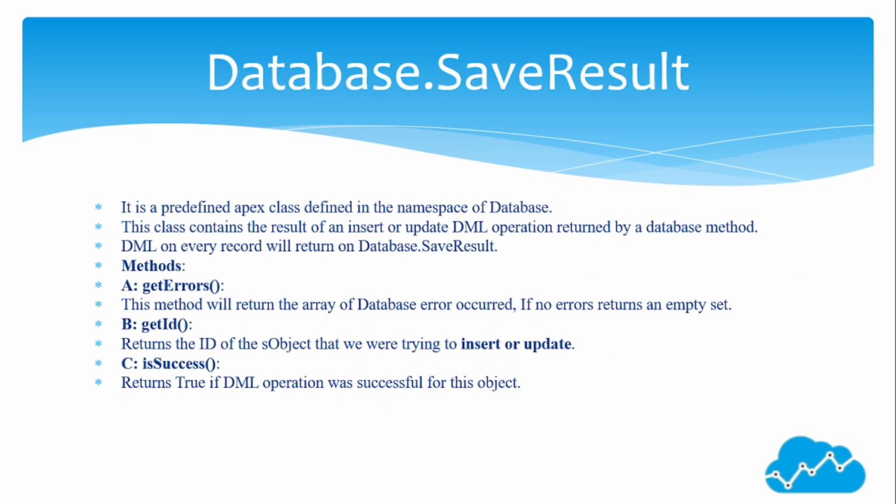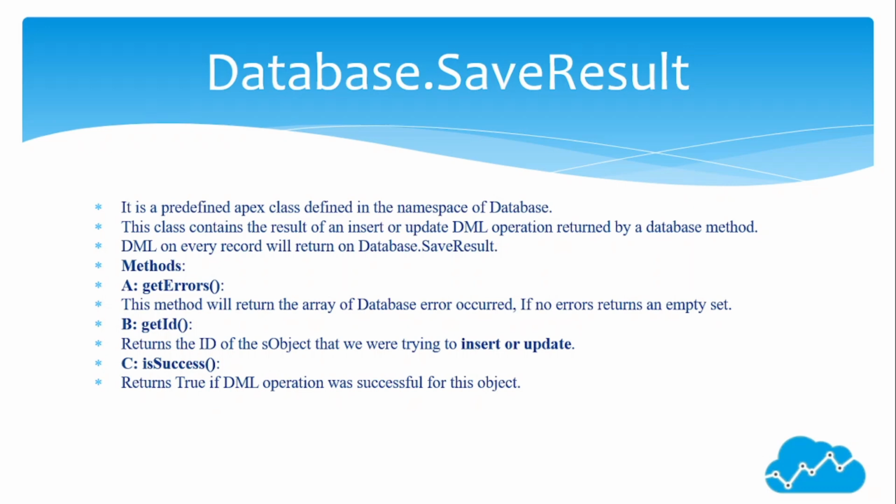Database.SaveResult. It is a predefined Apex class defined in the namespace of Database. This class contains the result of an insert or update DML operation returned by a database method. DML on every record will return a Database.SaveResult. Methods: getErrors. This method will return the array of database errors that occurred. If no errors, it returns an empty set.